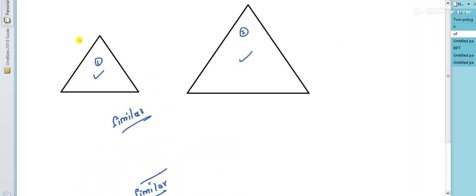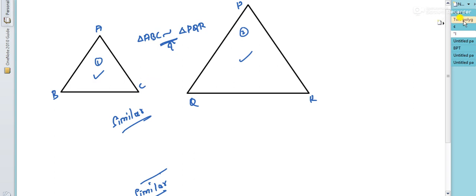Now how to notate this? If this is ABC and this is PQR, and they are similar, we denote similarity by this symbol. This is the symbol of similar. Triangle ABC is similar to triangle PQR. So I hope it's clear.